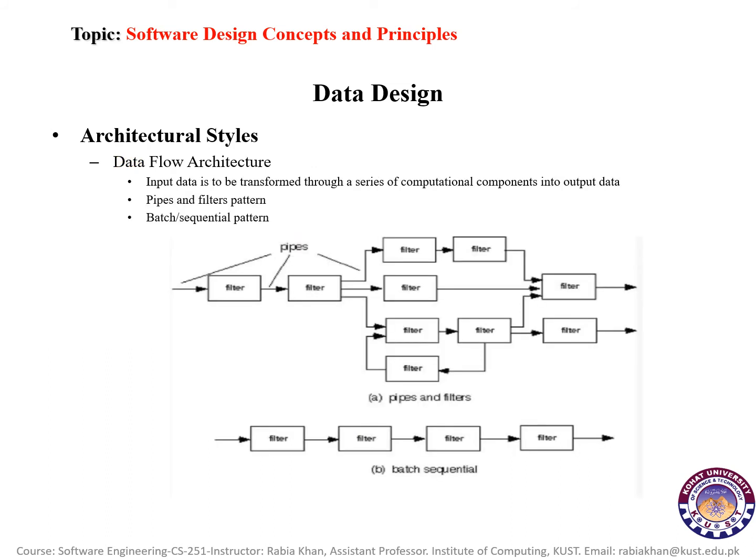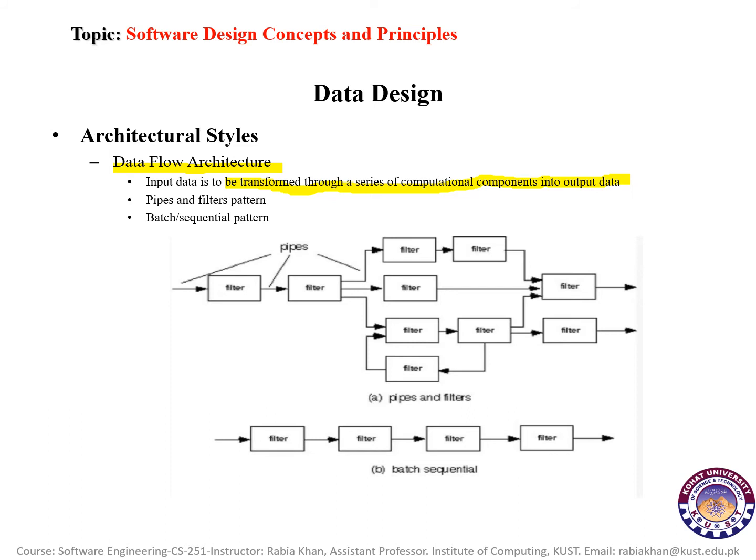The next architecture style is known as the data flow architecture. This architecture is generally applied when input data is to be transformed through a series of computational components into output data. If input is to be transformed through a series of actions into output data, then this structure is required.